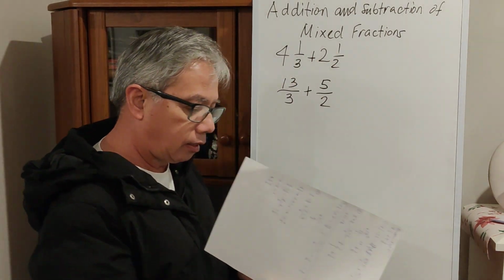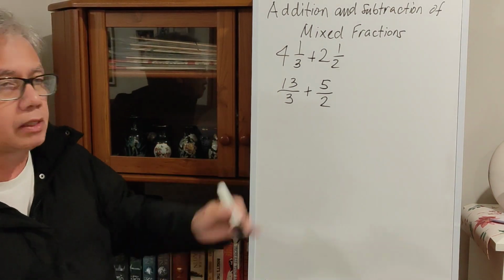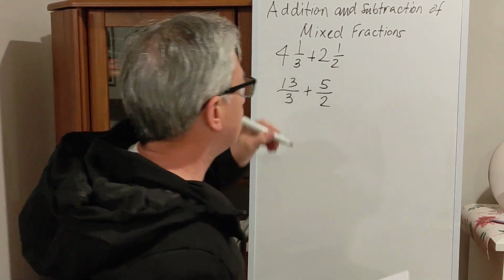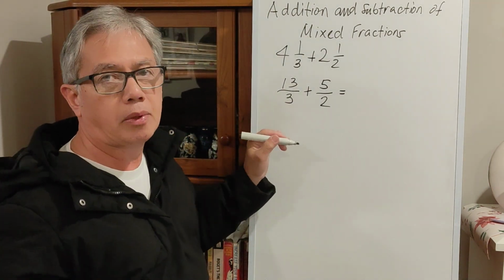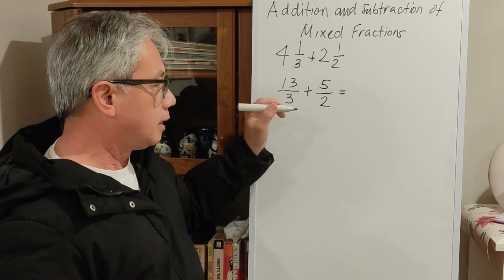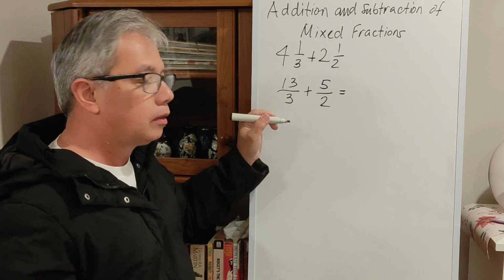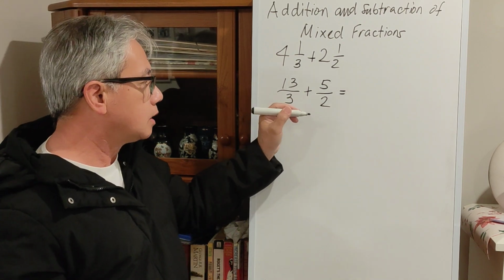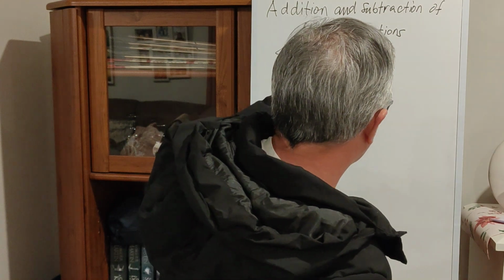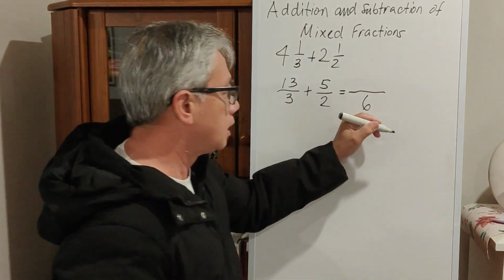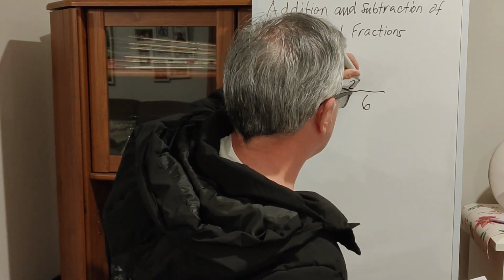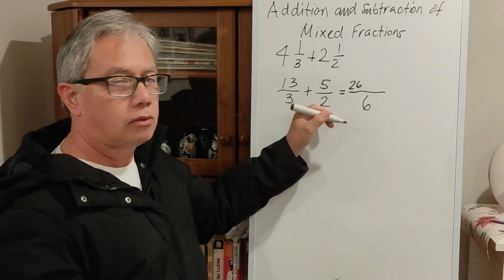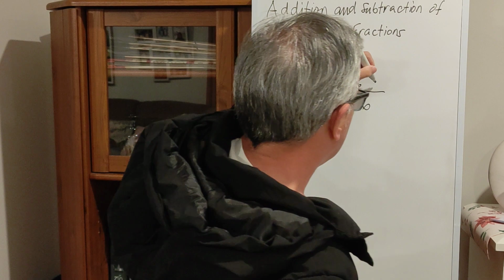So now it's in improper fraction. We can proceed with addition of improper fraction. For the denominators, both are prime numbers, so the LCD or LCM, or least common multiple, of this one is 3 times 2 is 6. So 6 divided by 3 is 2 times 13 is 26. 6 divided by 2 is 3 times 5 is 15.